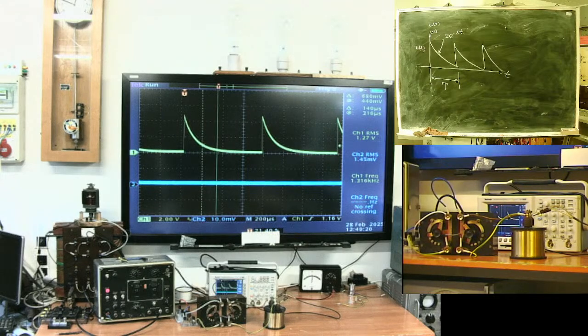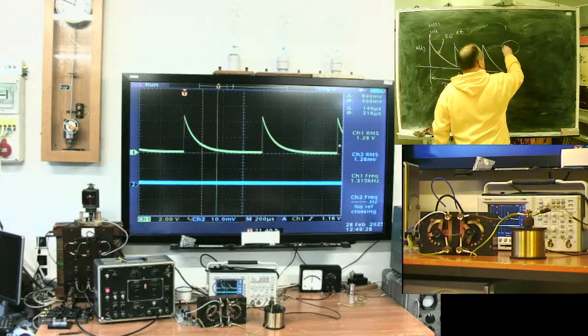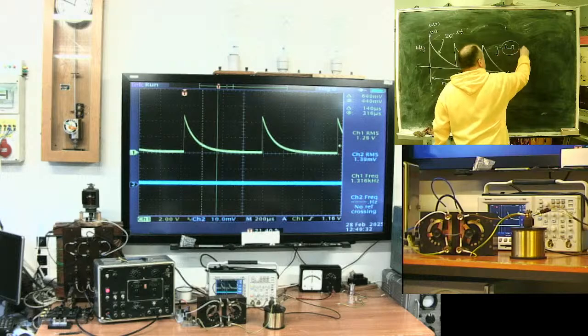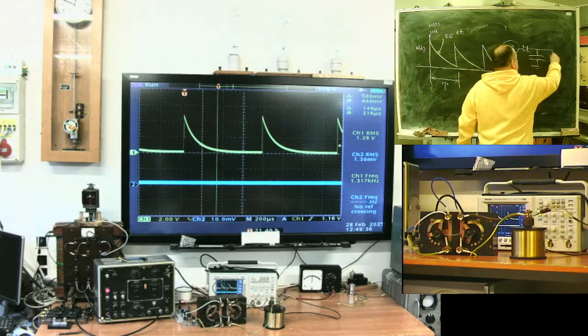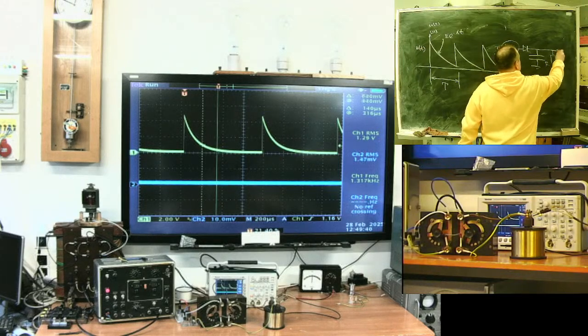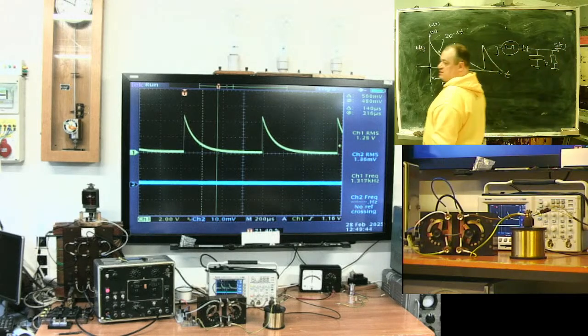This is the graph of the capacitor voltage. Again, the schematic: pulse generator, capacitor, resistance, and the yellow line is my signal.